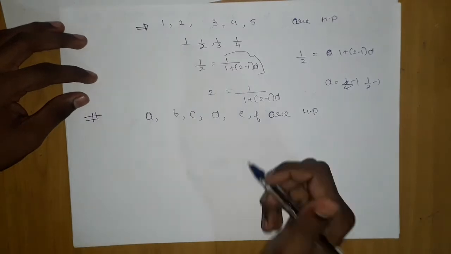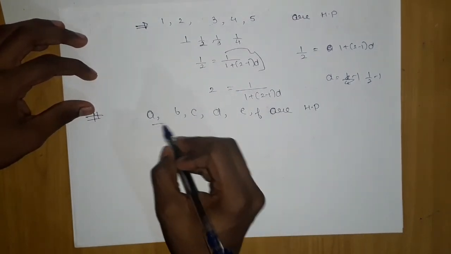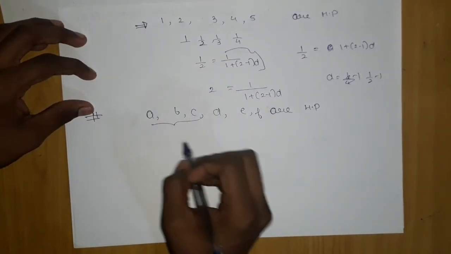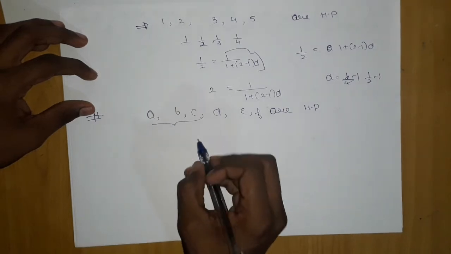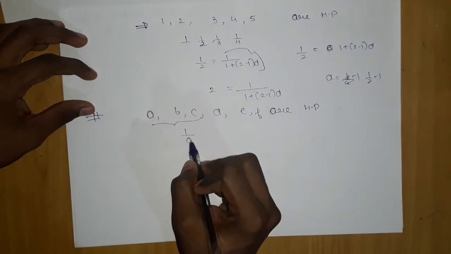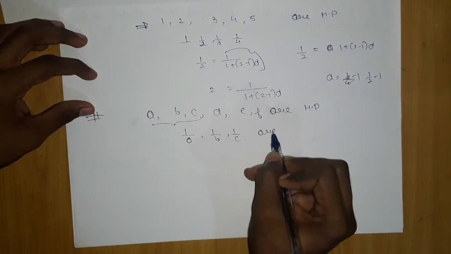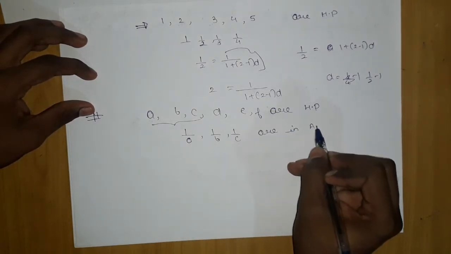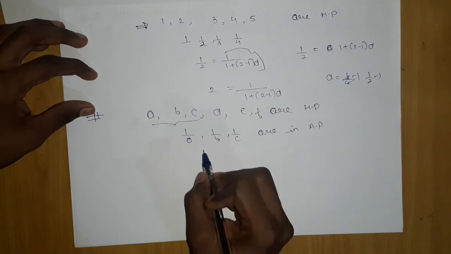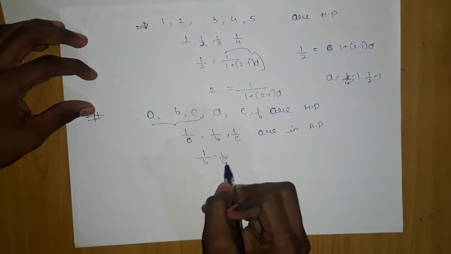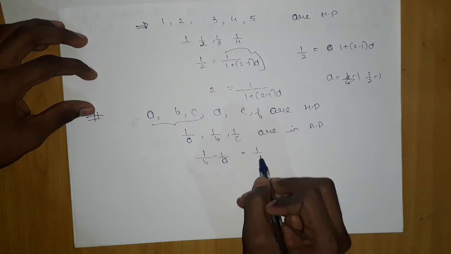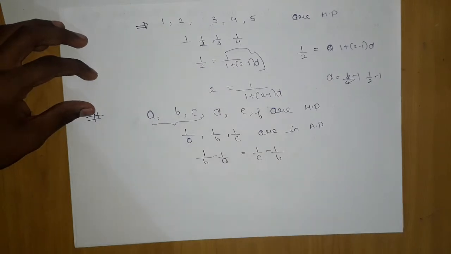HP. Okay, then let's take first these three terms. If 1 by A, 1 by B, 1 by C are in AP, right? Then why I can write also this thing, 1 by B minus 1 by A, 1 by C minus 1 by B should be equal.